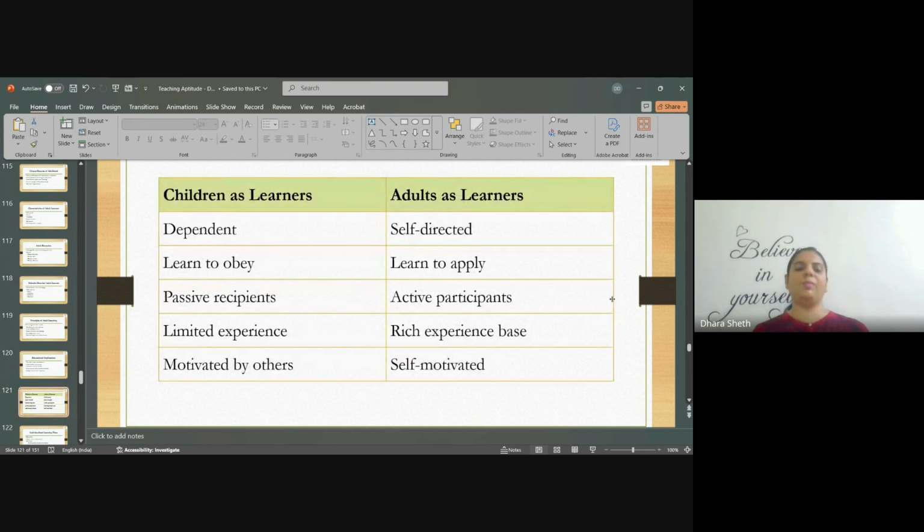Okay, so this is the difference between the two, children learners and adult learners. Children are dependent, adults are self-directed. Children obey teachers, adults apply knowledge. Okay, they don't obey. Children are passive recipients. You teach me, I'll learn. Whereas adults are active. Like, you have this question, okay, how is this going to come in exam? Do I need to memorize it? A child would not have those questions. Children have limited life experience, whereas adults have a rich experience base. Children are motivated by their teachers, by those rewards, by those chocolates, and adults are self-motivated. Okay?